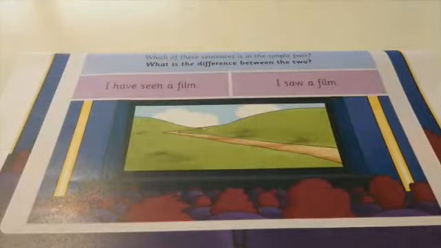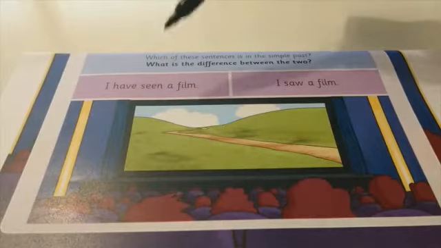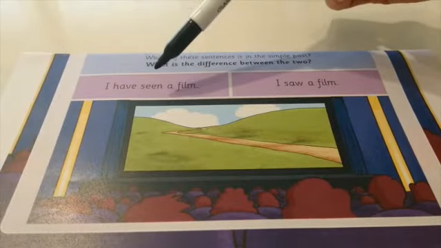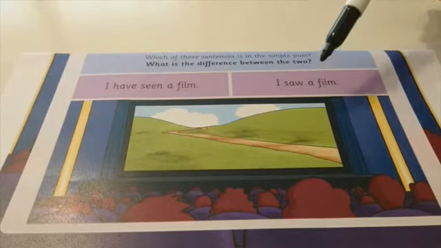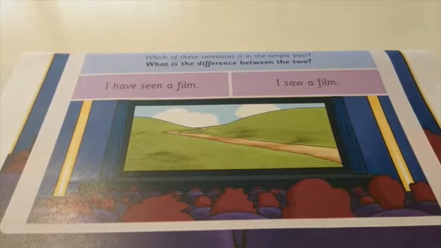Okay then guys, here are two sentences. I have seen a film. I saw a film. So think back to what the simple past tense would include in a sentence, and then think about what the rules are with the present perfect sentence. Have a think about these two. Which sentence is simple past? Which sentence is present perfect?